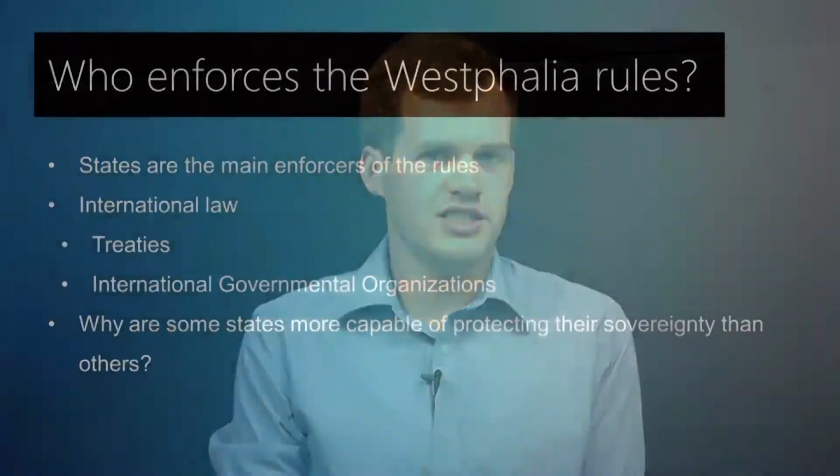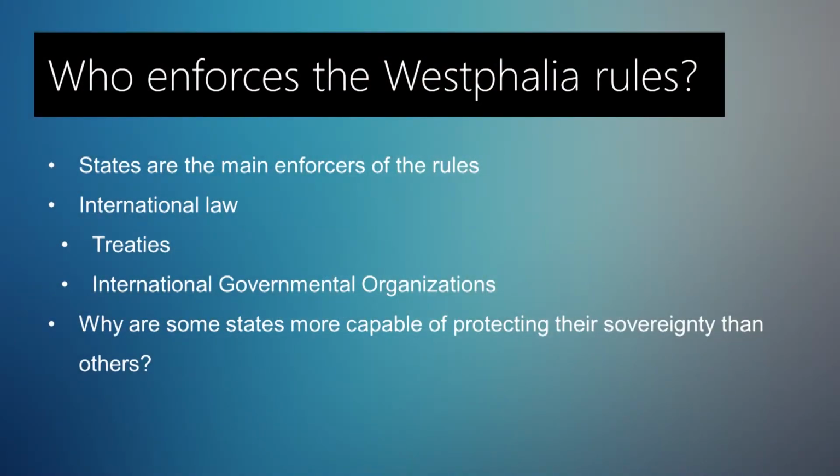So who enforces these rules of sovereignty and citizenship? The easy answer is that states themselves. One of the ways they might do this is through international law. So when states sign treaties, in effect, they're making law between their two countries. Sometimes they establish permanent bodies, and we call these international governmental organizations, or IGOs for short. And these are permanent standing bodies that help to ensure that the laws of sovereignty and citizenship are followed.